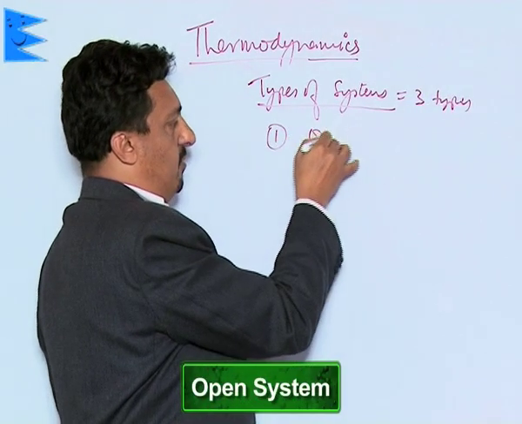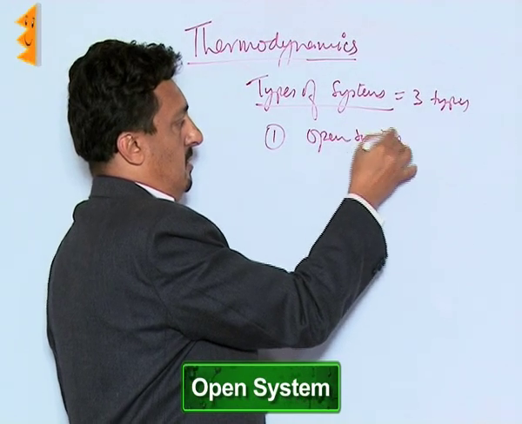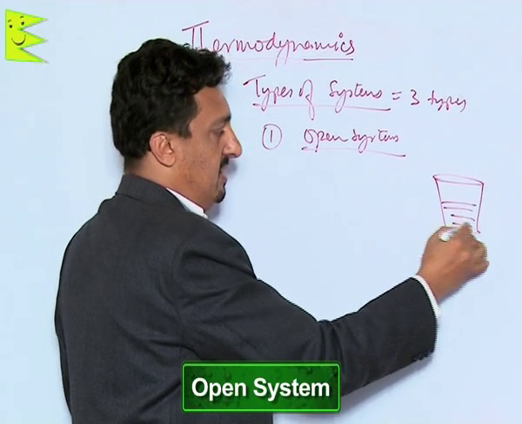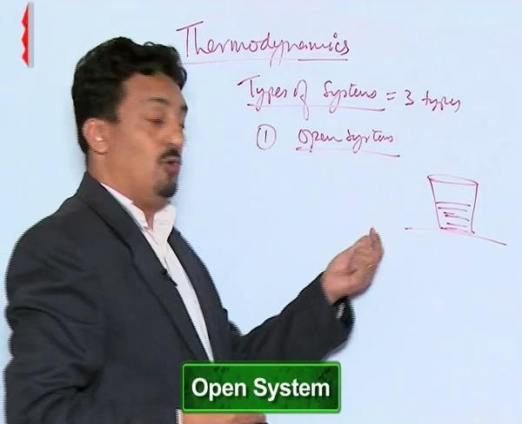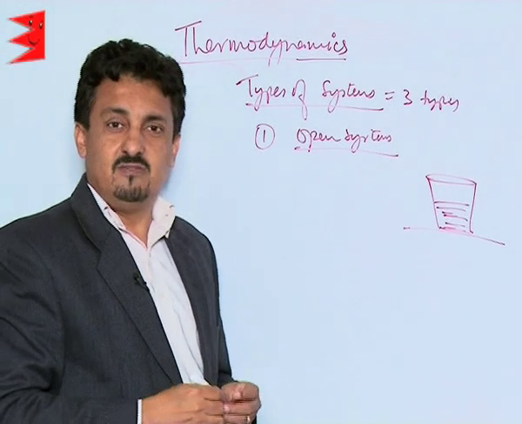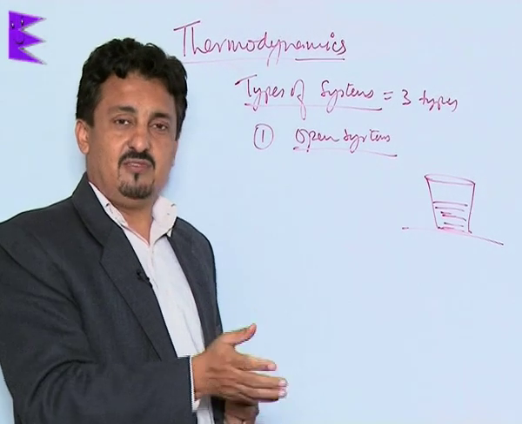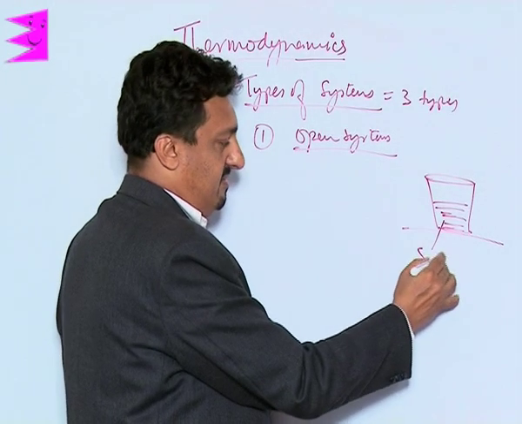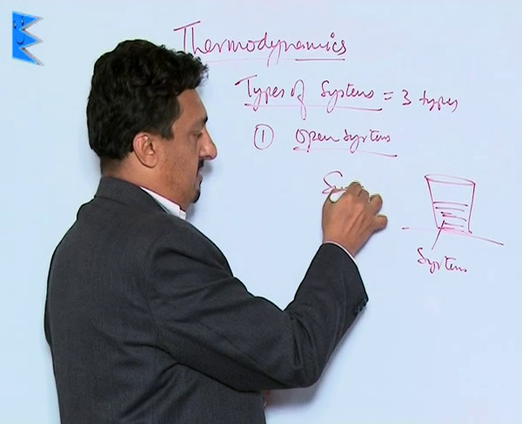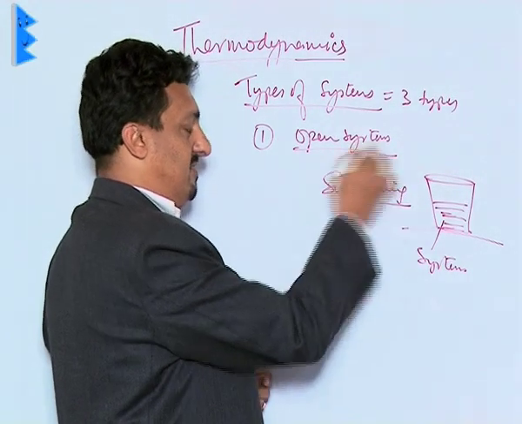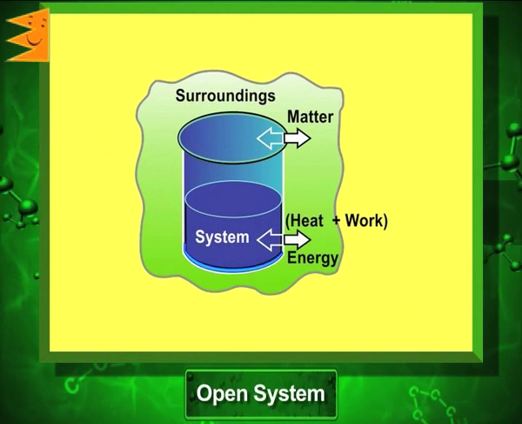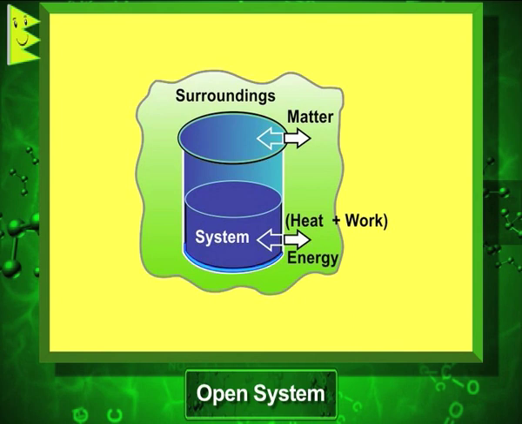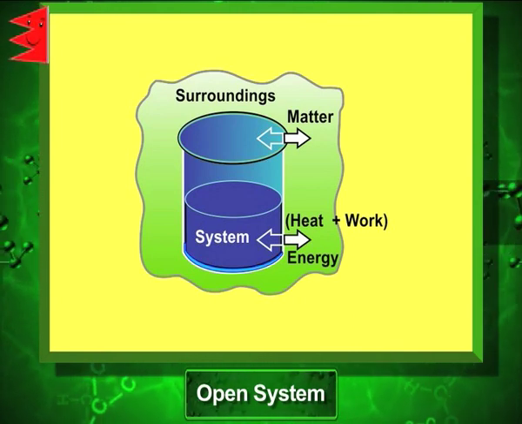The first is called the open system. Like suppose we have this glass which is half filled with water. If it is placed like this only, it's an open system. So an open system is a system in which both energy as well as matter are exchanged between the system and the surroundings. This is the system, and all the space around this is called surroundings. Here both of these are happening. Water is getting evaporated also, so it's an open system.